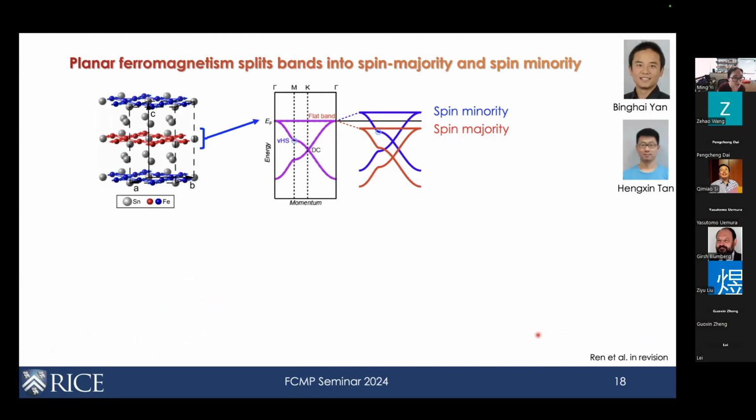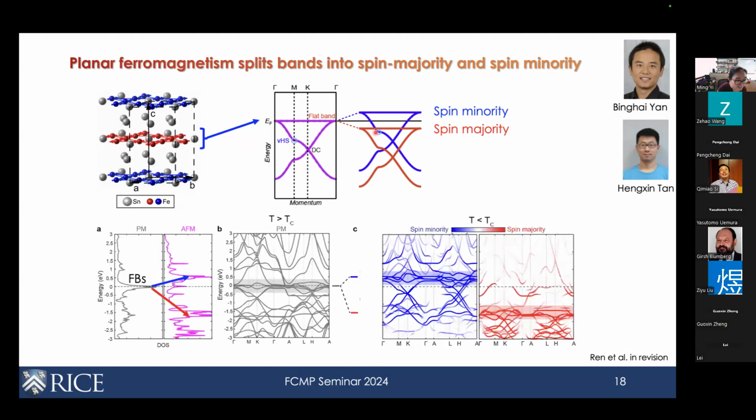Before I even show you the data, I just want to give a schematic understanding of what we should expect from the DFT perspective, which we collaborate on with Ming Yi and also Heng Tan. Essentially, if you think about iron tin, each layer is ferromagnetic. What that means is that for each layer, there should be a splitting into spin minority and spin majority bands as you go into the magnetic order phase. And this is largely captured qualitatively in the DFT calculations.